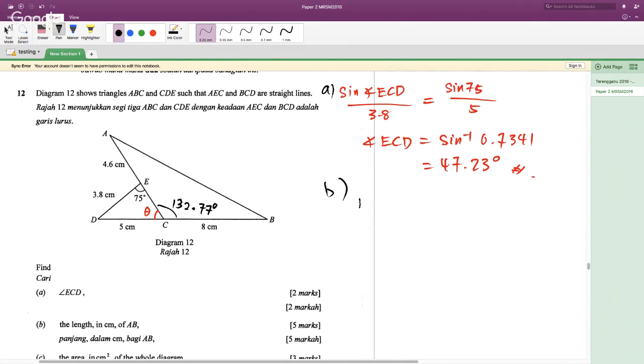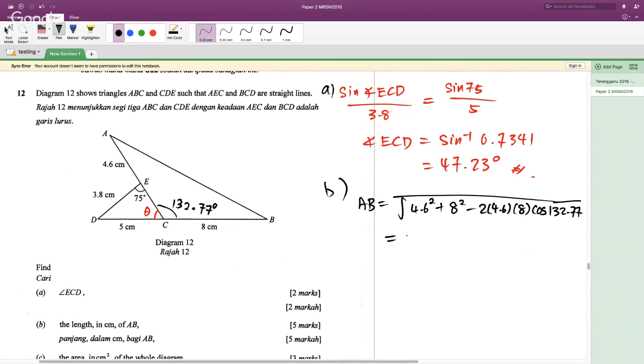So AB equals the square root of a squared plus b squared minus 2ab cos of the angle in between, 132.77. This is just the cosine rule. I hope you understand about the sine rule and cosine rule.